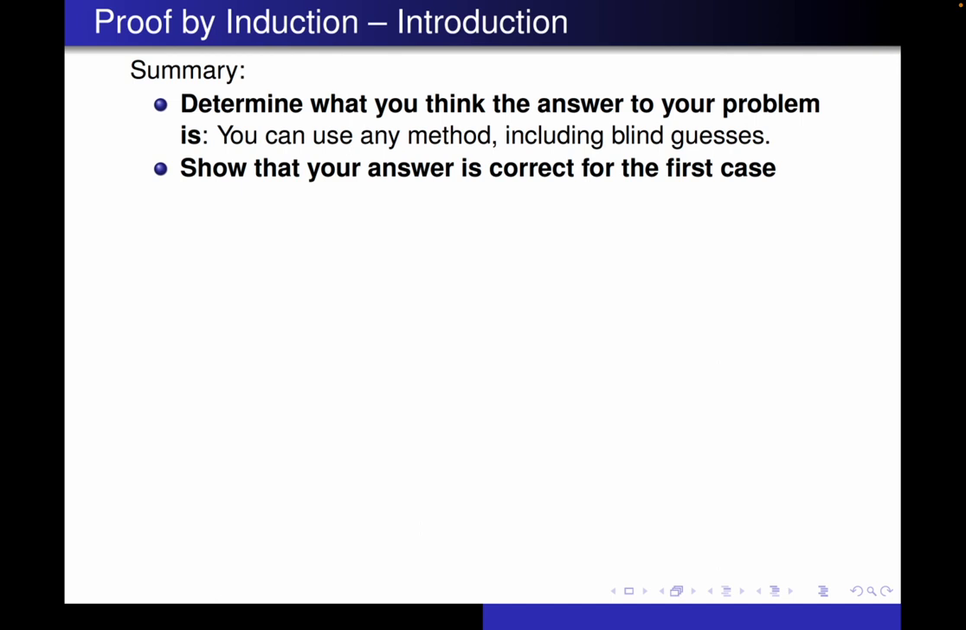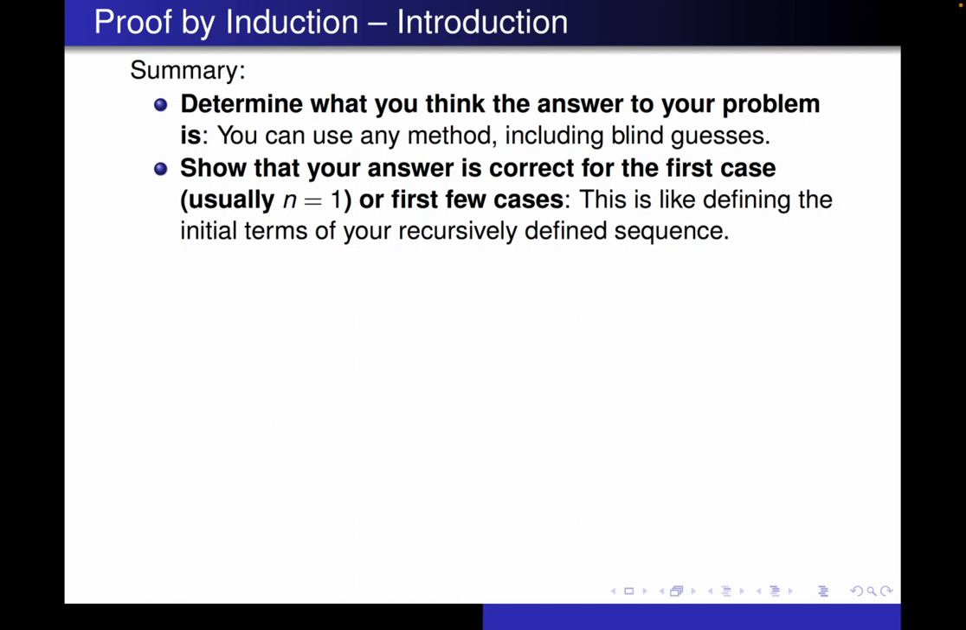So make sure you show that your answer is correct for the very first case, right? That's usually when n equals 1 if n is involved, or perhaps for the first few cases. And this is very similar to what we do with recursively defined sequences, where we define the first terms. So maybe it's the first term that we have to define explicitly, or maybe it's the first 2 or 3, depending on what the recursive equation is like.